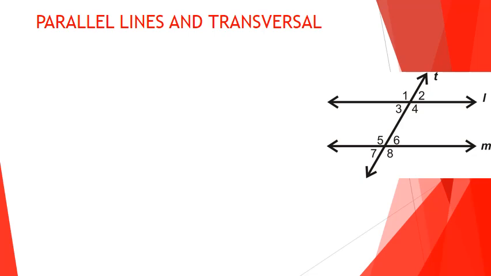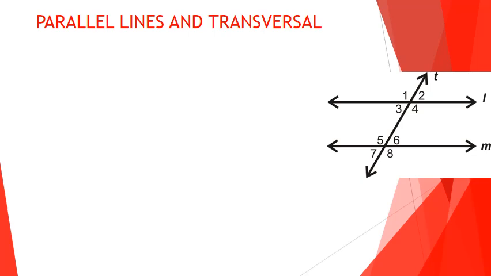Similarly, alternate exterior angles. From the exterior angles, you can find the ones lying on opposite sides of the transversal. Which are they? Angle 1 and angle 8, angle 2 and angle 7. And another pair is corresponding angles. What is meant by corresponding angles?